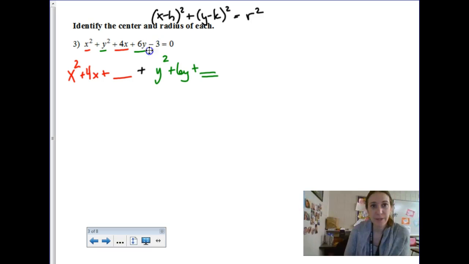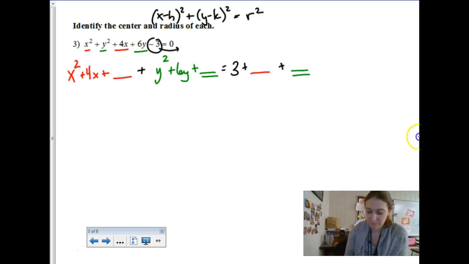Now this original constant of minus 3, I'm going to go ahead and add that over to this side of the equation. But remember, we've got to keep a balance here. So if I added this red blank over here on the left side of the equation, I have to also add it over here on the right side. And then same thing with this green blank. I have to add it to both sides of the equation to keep my balance.